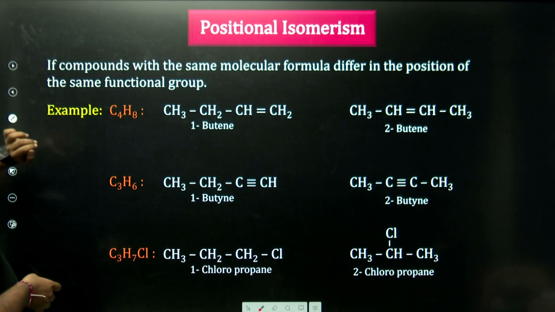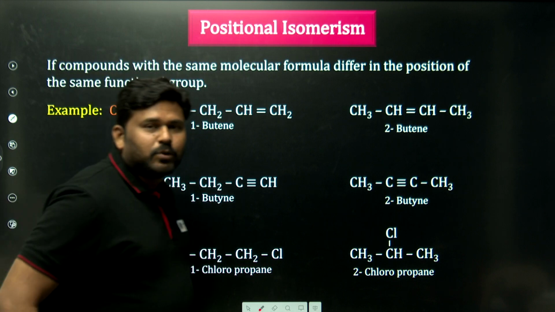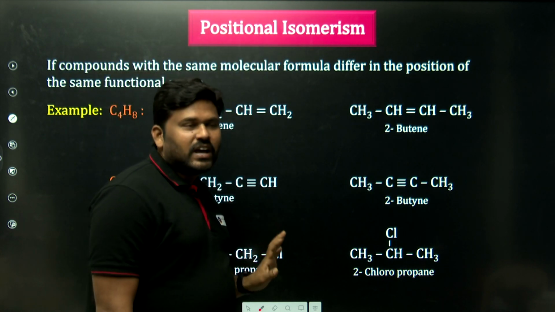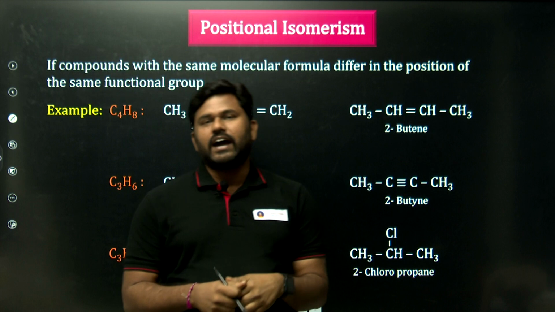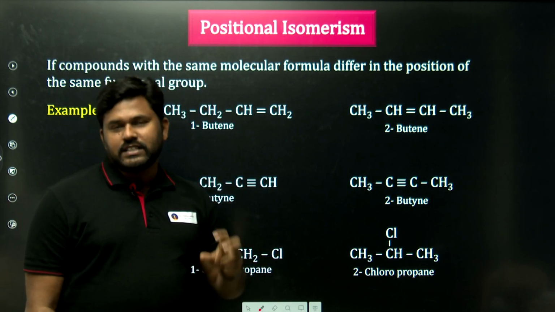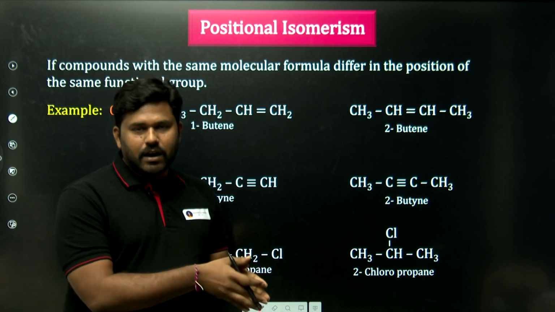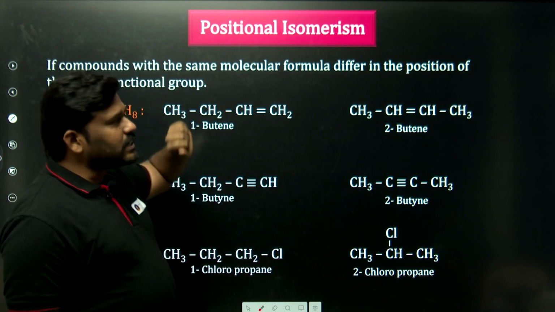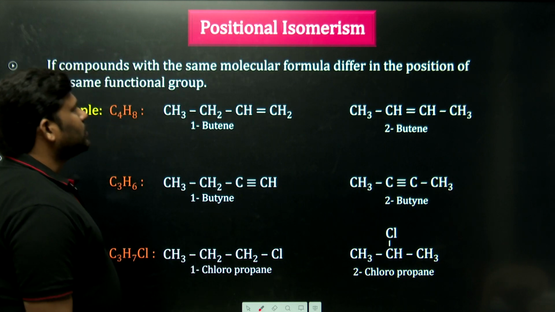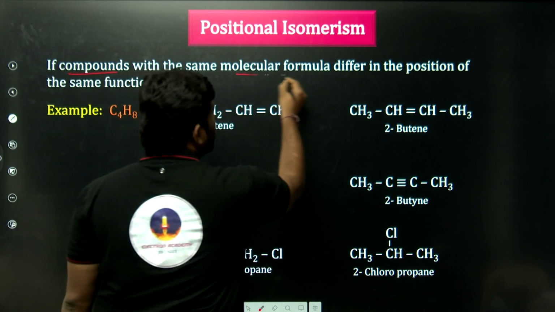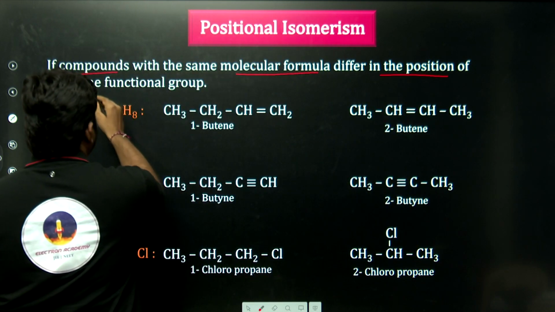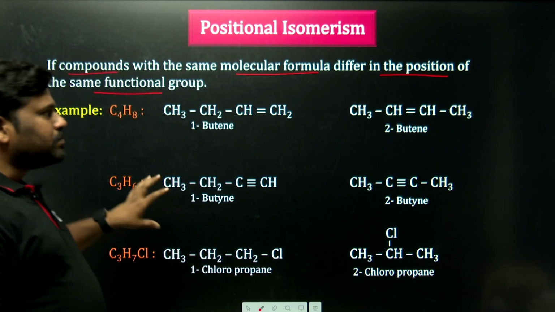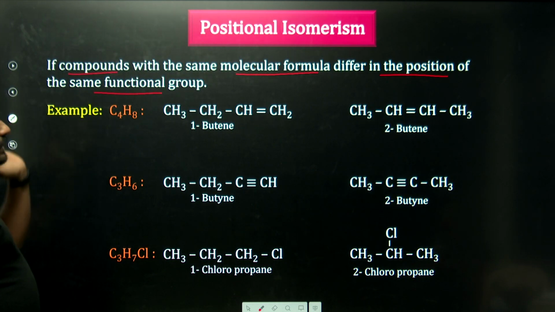Next one, positional isomerism. The second one is positional isomerism. It is in the name only, simple. Isomerism means we have the same molecular formula. So what is positional isomerism? The position is different. Compounds having the same molecular formula but differing in the position of the functional group are called positional isomers. The same functional group, whether alcohol or alkene, anything, but the position is different, is called positional isomerism.